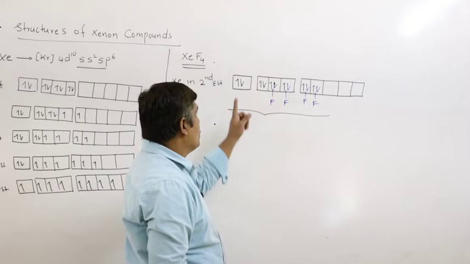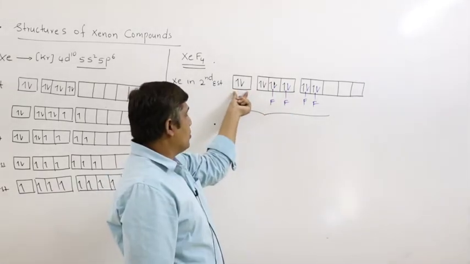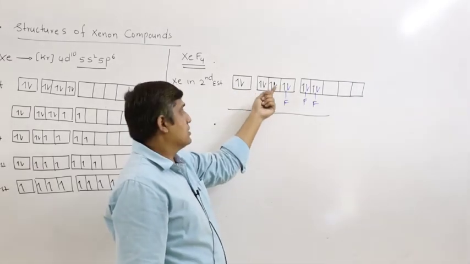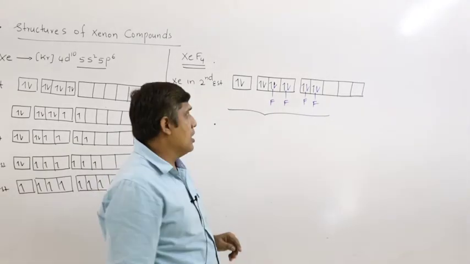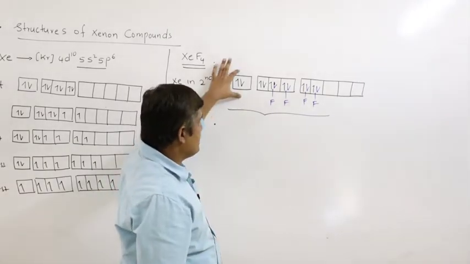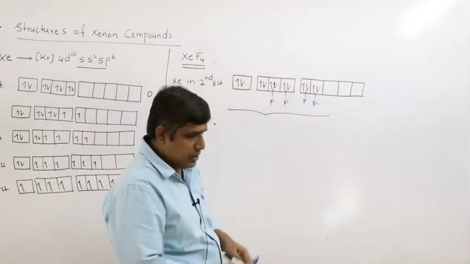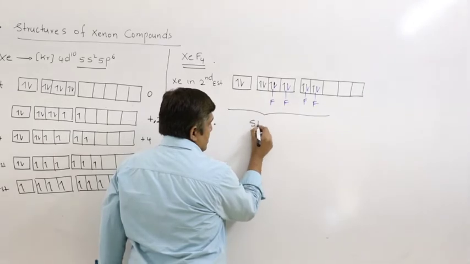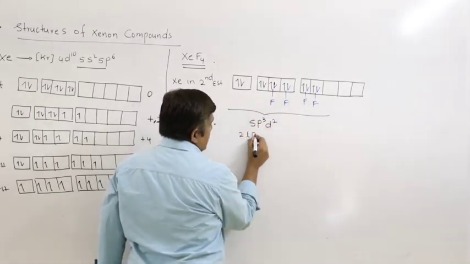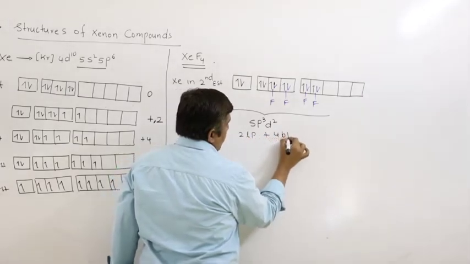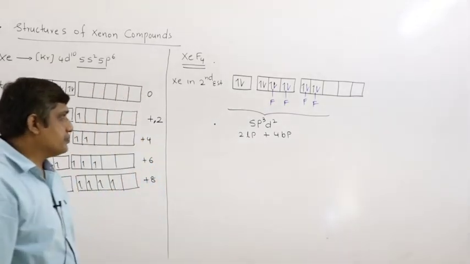Now you can see 2 lone pairs and 4 bond pairs. This is one lone pair, another lone pair. This is one sigma bond, another sigma bond, another, another, total 4 sigma bonds. So what is the hybridization? s, p, p, p, d, d: sp3d2. So the hybridization is sp3d2. 2 lone pairs plus 4 bond pairs.